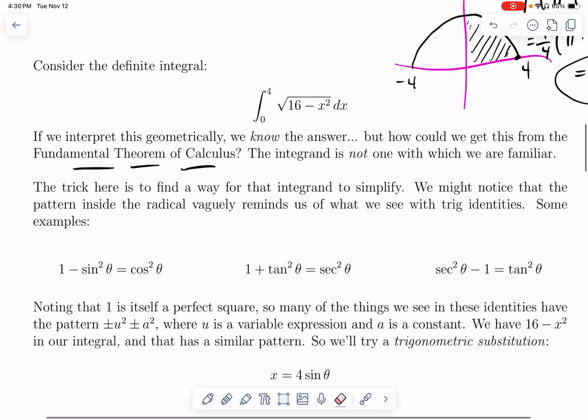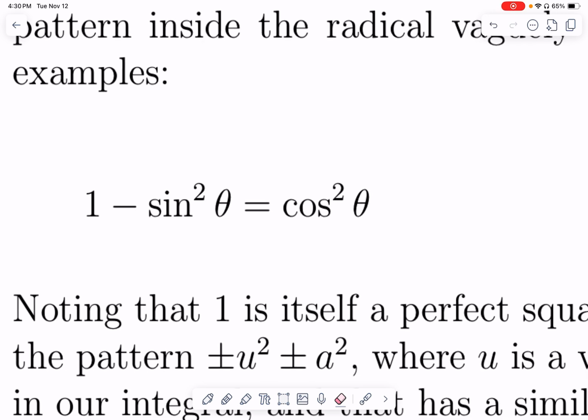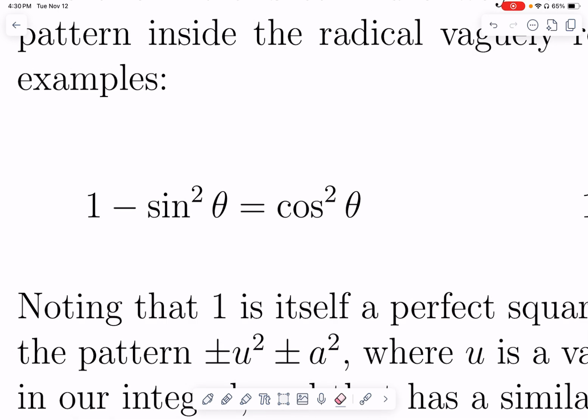So what you want to start doing, and this probably wouldn't be obvious to you, is be on the lookout for things in our integral that remind us of things that we see in trigonometric identities. So here's an example of a trigonometric identity. 1 minus sine squared equals cosine squared. And I'm actually going to write this as 1 squared to illustrate a point. The pattern here is I have a number squared minus some variable expression squared. That's the kind of pattern we're seeing.